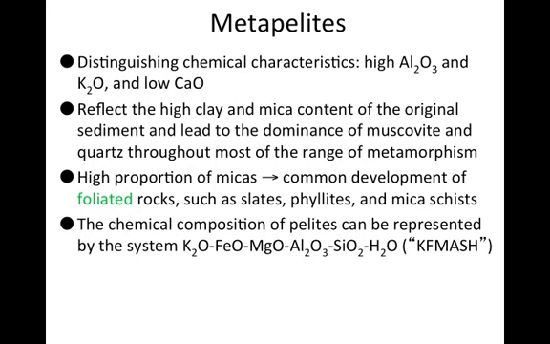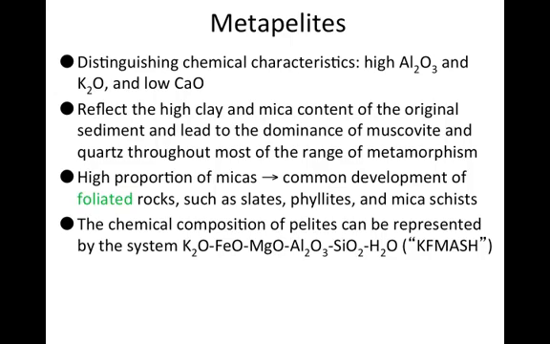Now, what makes metapelites different from other protolith rocks is the high aluminum and potassium, and the low calcium. That reflects the high clay and mica content in the original sediment and results in a lot of muscovite and quartz throughout most of the range of metamorphic grades, from low to high. There's a high proportion of micas, and you're commonly developing foliated rocks, such as those that we've been talking about: slates, phyllites, and mica schists.